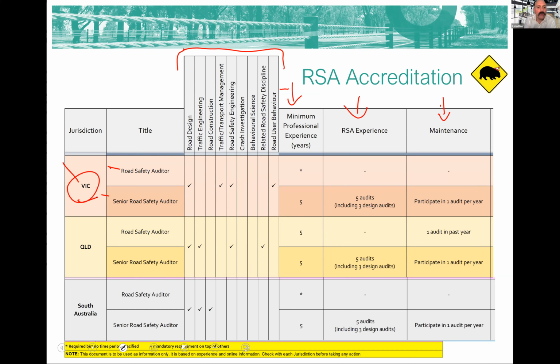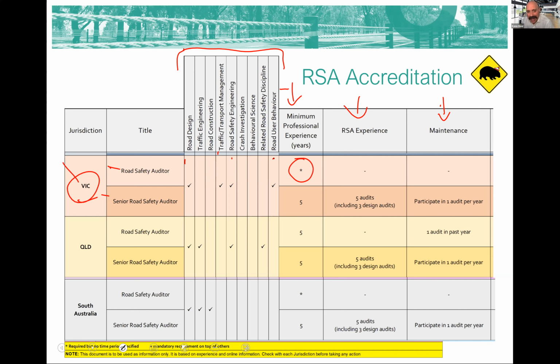So to become an accredited road safety auditor with the Victorian government, you don't particularly need to have any professional experience. You can be a graduate, be a student actually, but you need to be generally in the field of road design, traffic transport management, road safety engineering, or road user behavior.